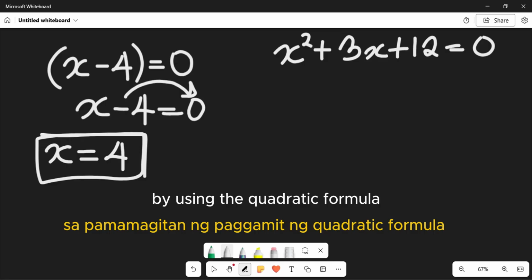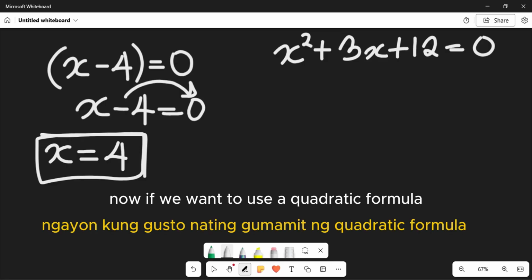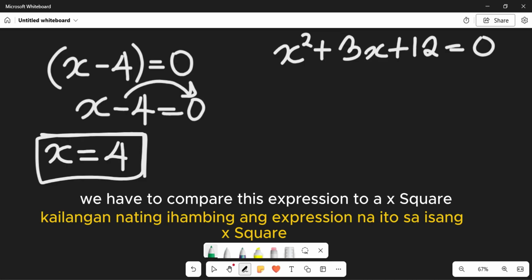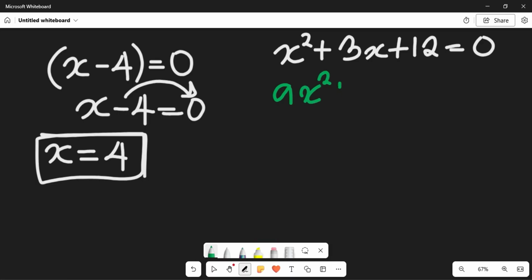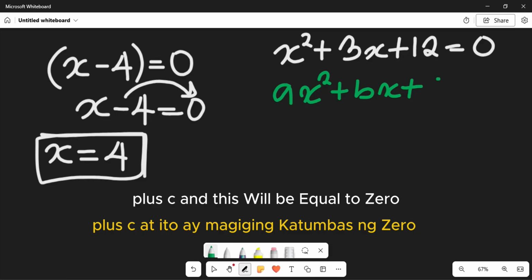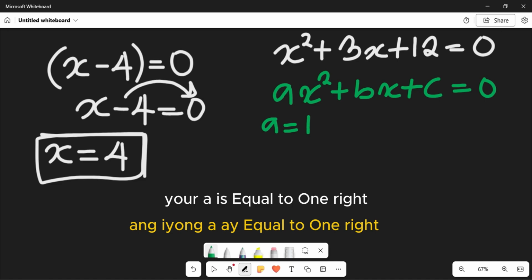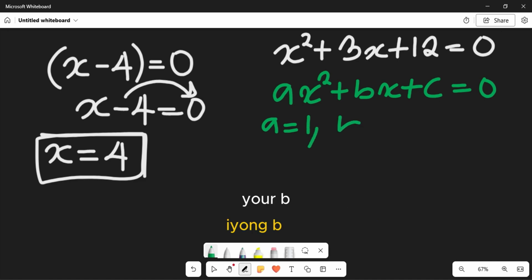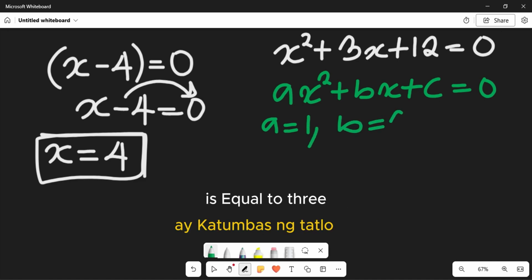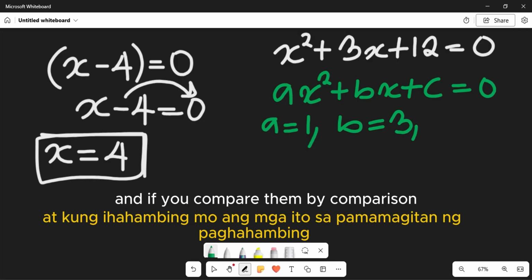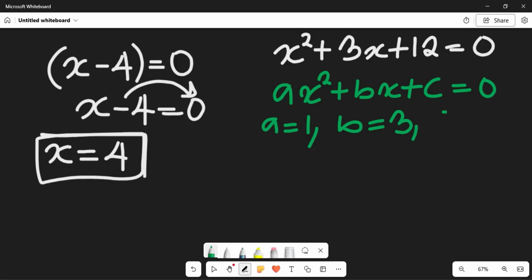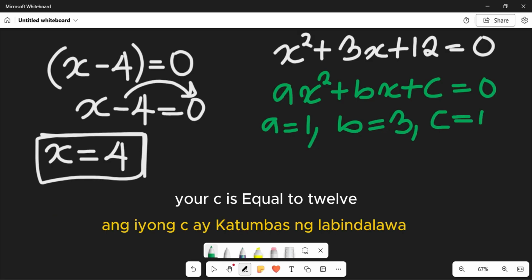Great. Now on this other side, we can find the other two solutions by using the quadratic formula. If we want to use the quadratic formula, we'll have to compare this expression to ax squared plus bx plus c, which is equal to 0. So from this expression, your a is equal to 1, right? Your b is equal to 3, and by comparison, your c is equal to 12.